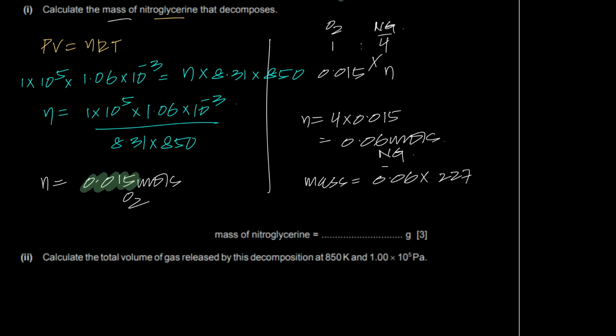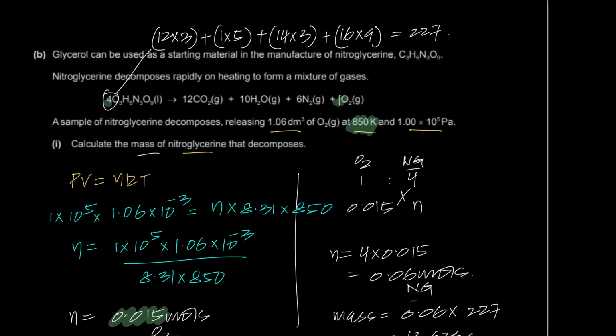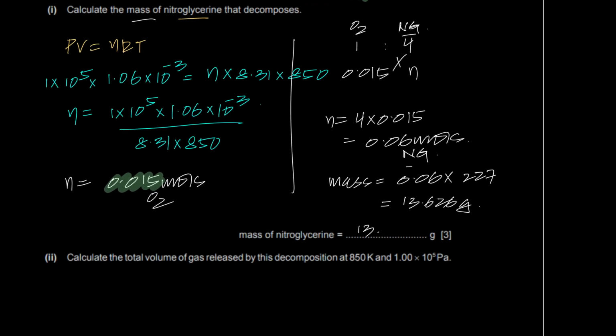What do we get? 0.06 multiplied by 227. You get 13.626 grams. And again, I'm going to write the answer correct to 3 sig fig, because all the data that's been given to me is correct to 3 sig fig. So I'm going to say here it's 13.6 grams.